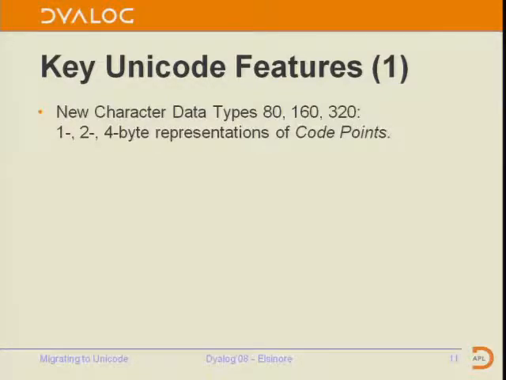So the key features of the Unicode system are that we now have 3 character data types. Now, I said there's only one. These are internal types. Right? When you're writing APL code, just like when you're using integers, you don't know whether you've got a 1 byte, 2 byte, or 4 byte integer. You can't tell when you're using characters, except with quad DR, whether you have a 1 byte, a 2 byte, or a 4 byte character.